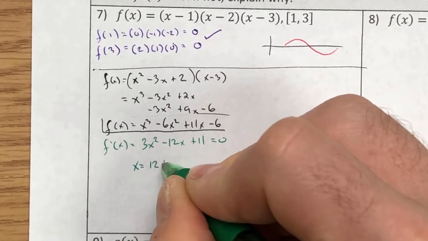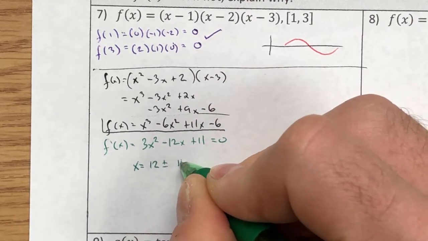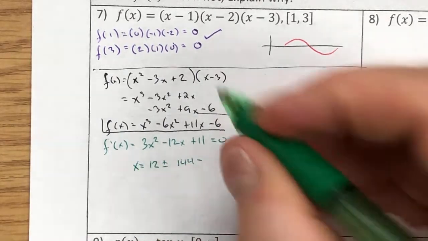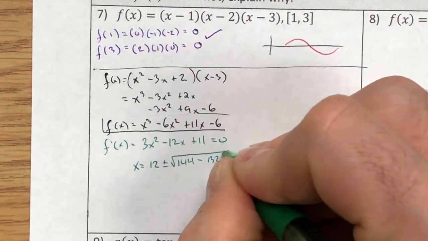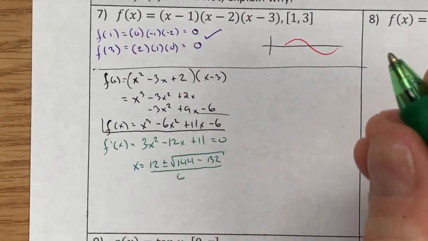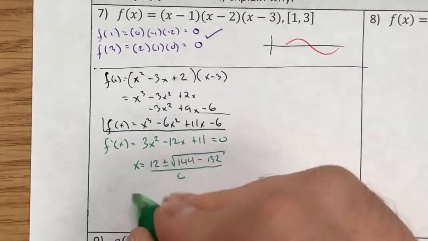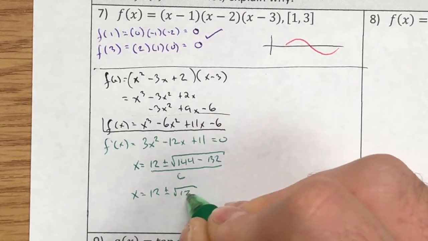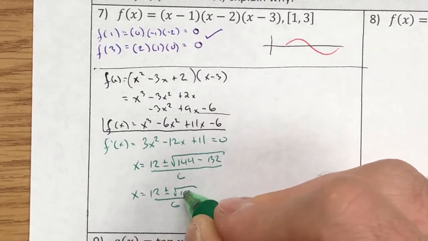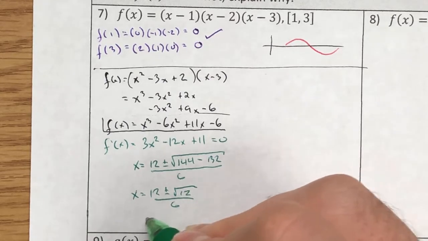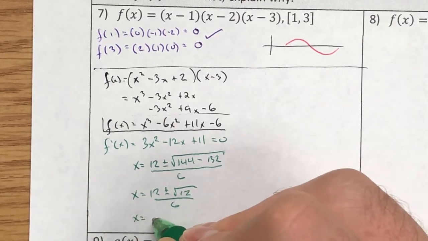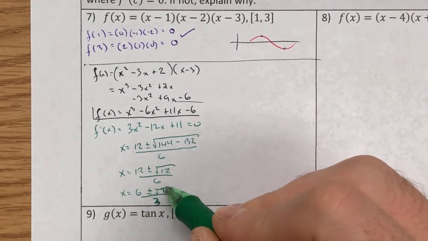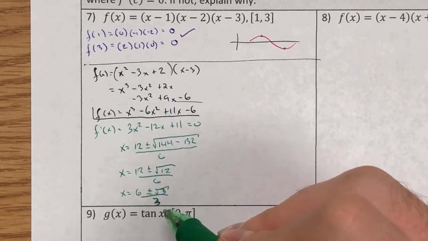So negative b plus or minus the square root of b squared minus 4ac, so that's 12 times 11, which is 132, all over 2a, which is 6. Okay. So this will spit out x equals 12 plus or minus the square root of 12 all over 6. That I can pull out square root of 4 and square root of 3. Square root of 4 is 2, which will allow all this to reduce. So that's going to be x equals 6 plus or minus the square root of 3, all divided by 3. Because once I factor out the square root, they're all going to divide by 2.